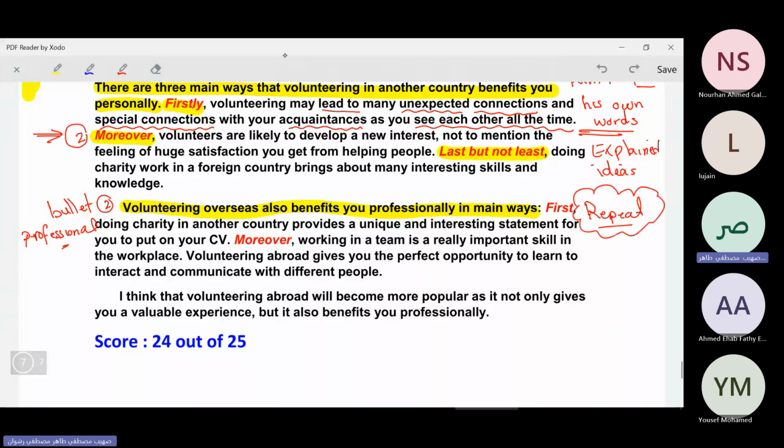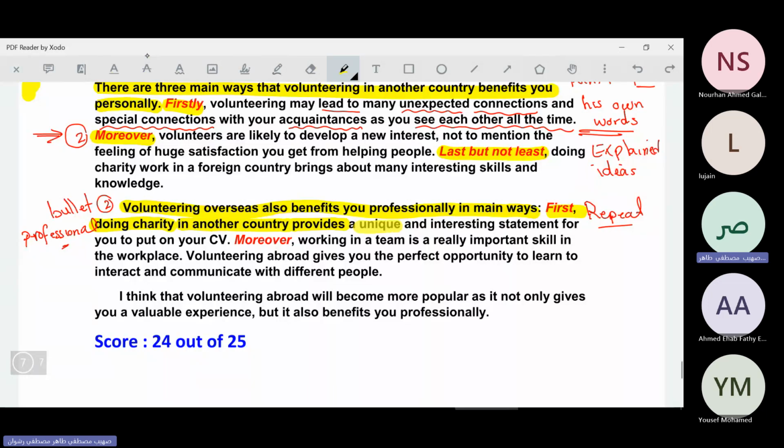He explained two points here. First, the first point he mentioned was doing charity instead of volunteering. So he changed the word volunteering into doing charity. Overseas, he used in another country. Help you, he used provides. A unique and interesting statement for you to put in your CV. This is instead of some knowledge to add to your CV or practice. He used unique and interesting statement.